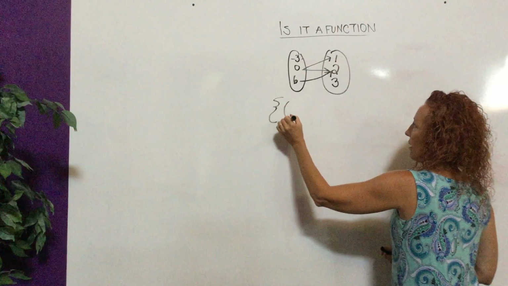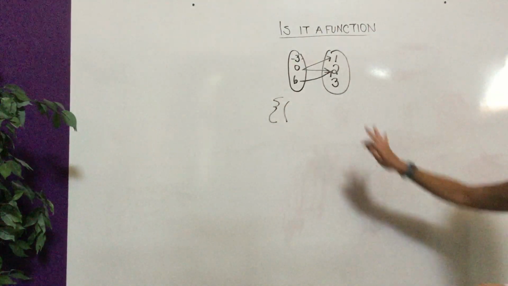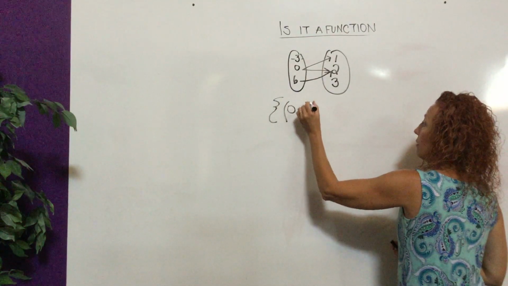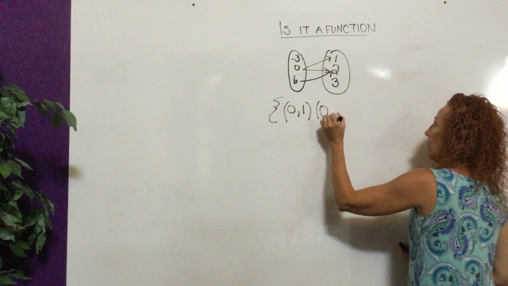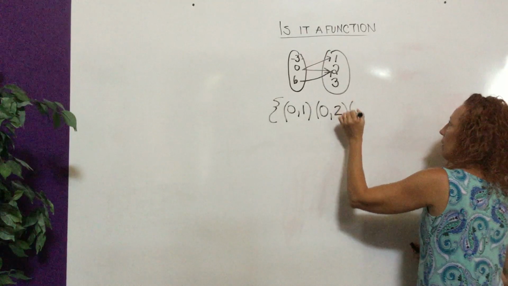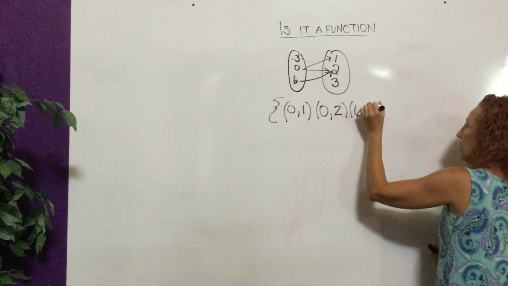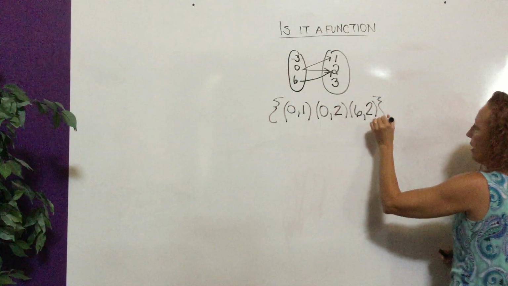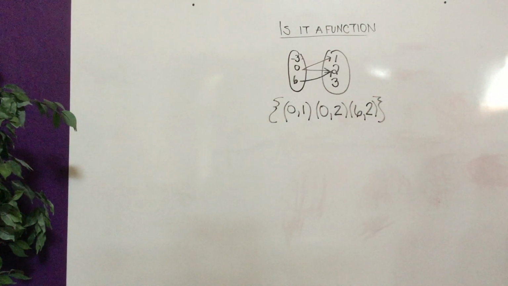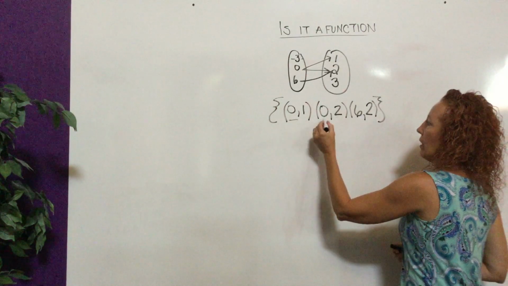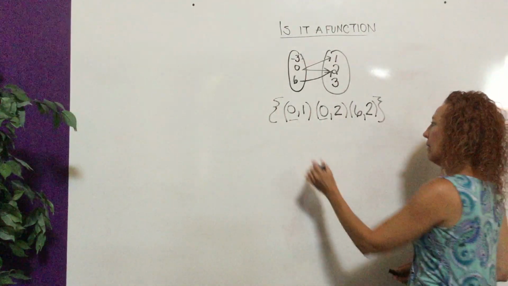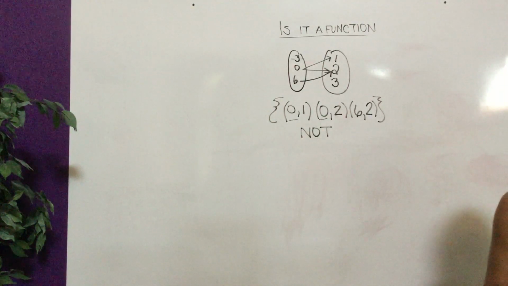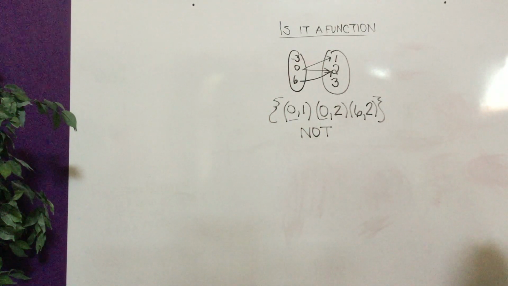Hopefully you can see that your ordered pairs from this mapping would be 0, 1, 0, 2, and 6, 2. Don't know if you noticed my hesitation there. I was going to attach it to the 3 and then I went a different direction. And so your x's do repeat right here. This would be an example of something that is not a function.